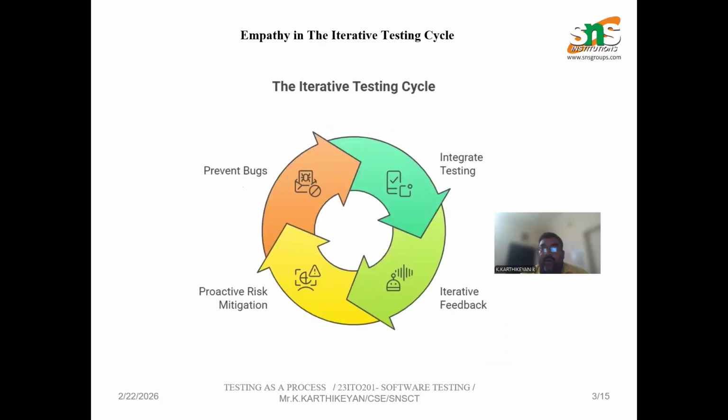The second thing is the iterative testing cycle. The first thing is integration testing. The next is iterative feedback, proactive risk mitigation, and preventing bugs. Once you verify all testing, for example a mobile test or laptop test, it is document oriented. You get feedback from your customer side as well as your stakeholder side. Once you collect the feedback and verify, if any risks are available, you get a solution from experts. If the experts give a solution, there is no problem.